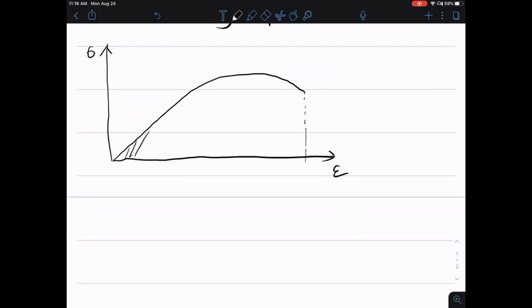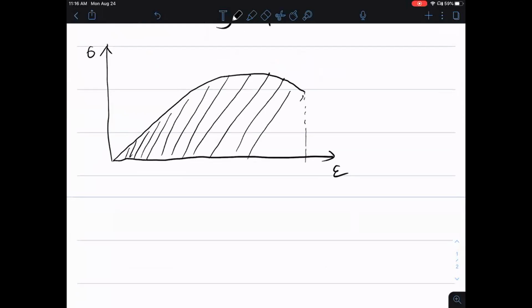If you can find out the area under this stress-strain curve, you can find out the toughness. And previously we mentioned the modulus of resilience is only the area in the linear region, right? But now the toughness covers that part and goes beyond. It covers all the area under that curve.